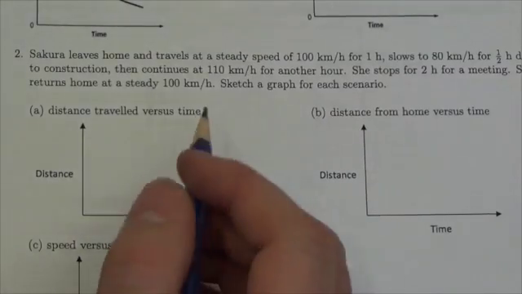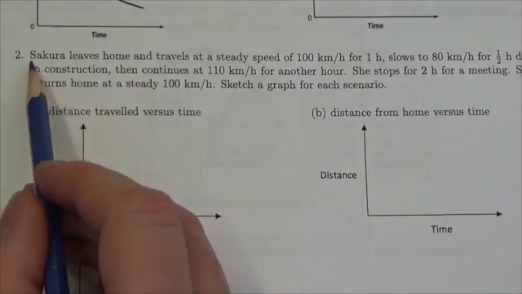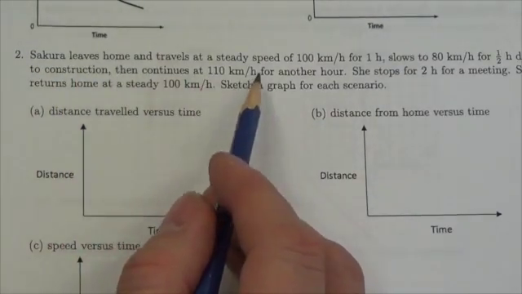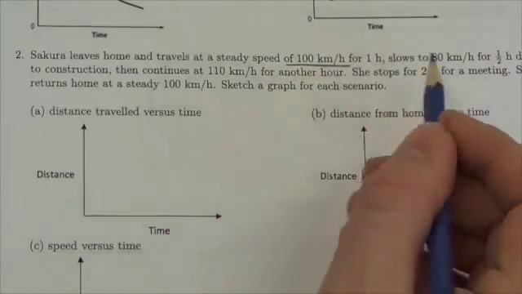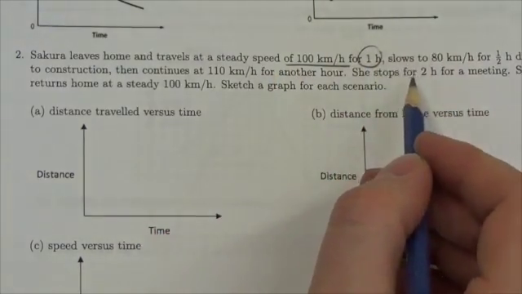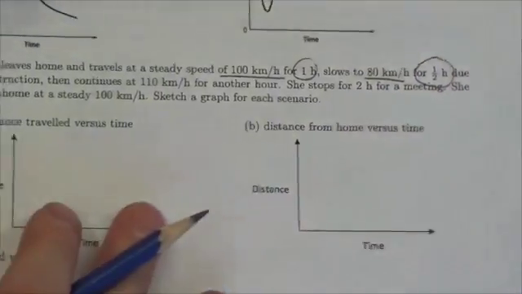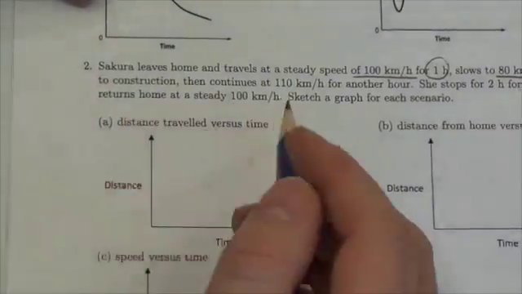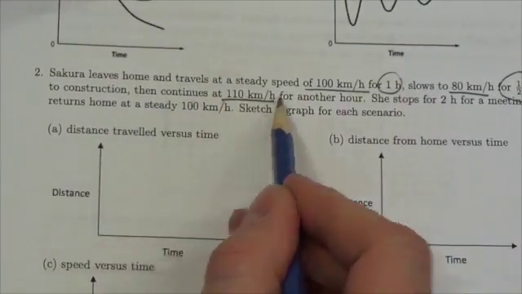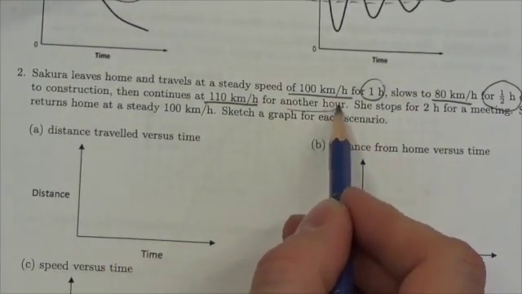Hi, everyone. In this question, we read that Sakura leaves home and travels at a steady speed of 100 kilometers an hour for an hour. She slows down to 80 kilometers an hour for half an hour, and they say to give the reason for that: due to construction. Then she continues at 110 kilometers an hour for another hour.